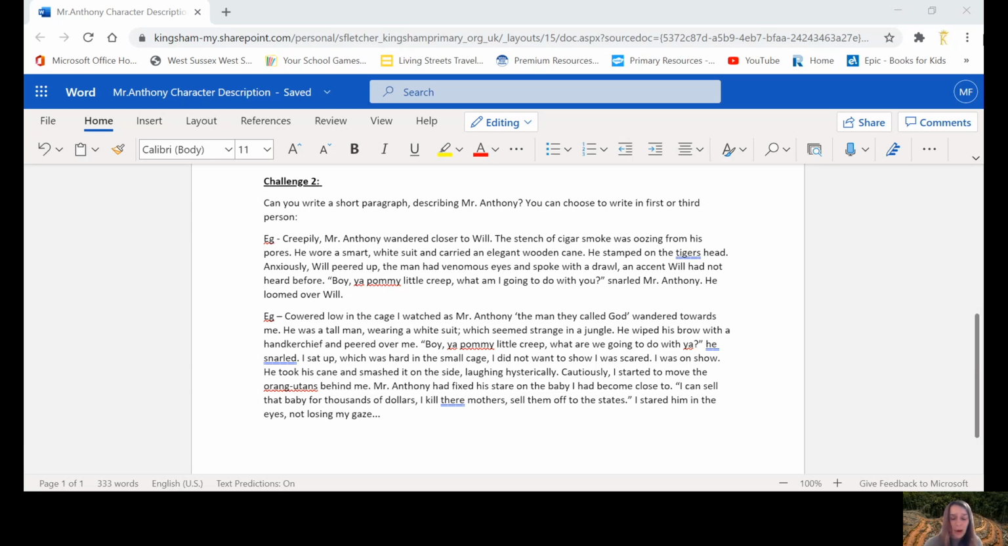Tiger, tiger, burning bright in the forests of the night, what immortal hand or eye dare frame thy fearful symmetry?